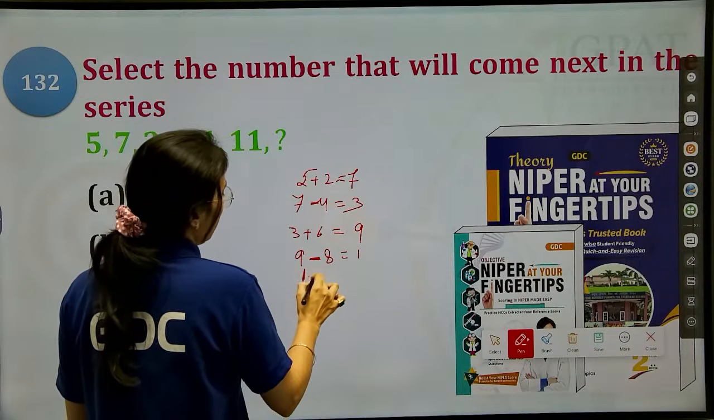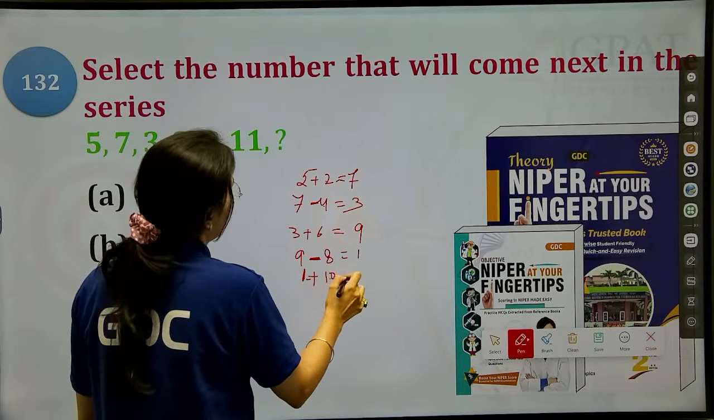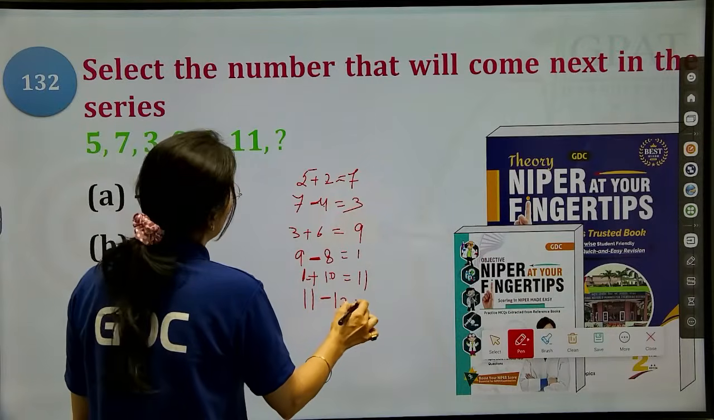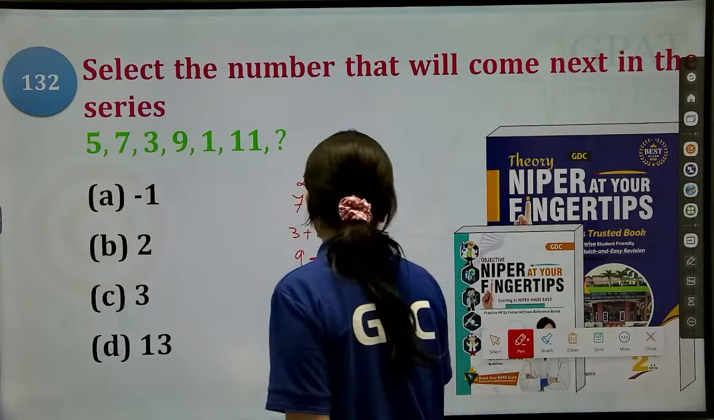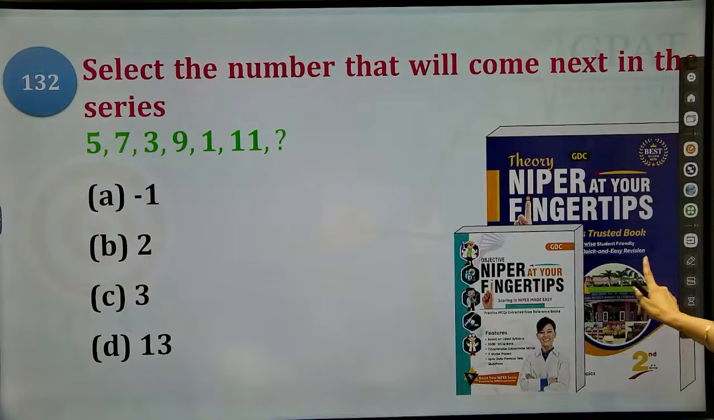Again 1 plus 10 is equal to 11. Then 11 minus 12 gives minus 1. So the answer is minus 1. Option A is correct.